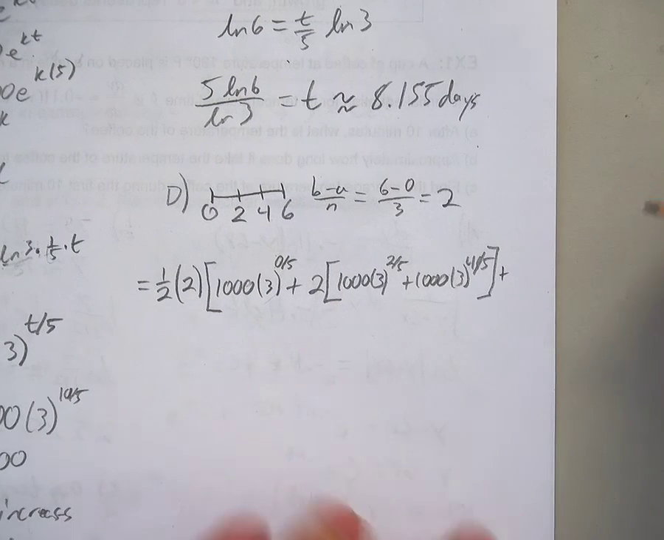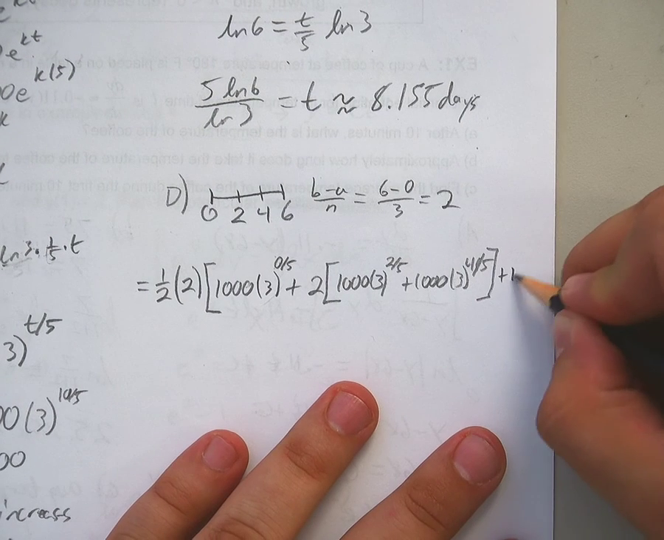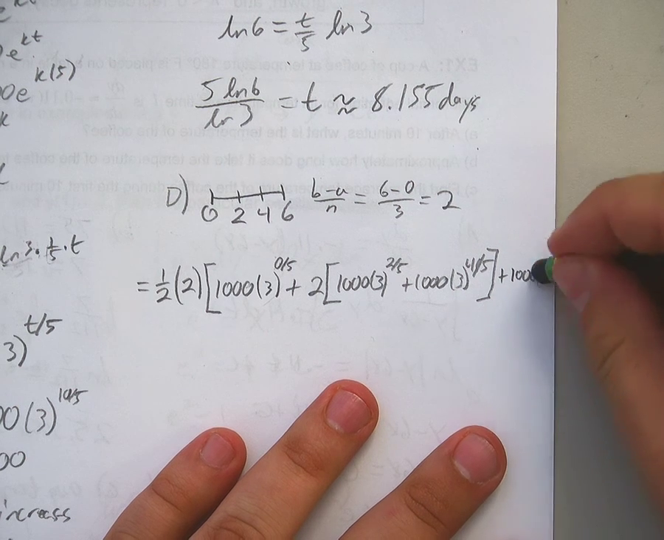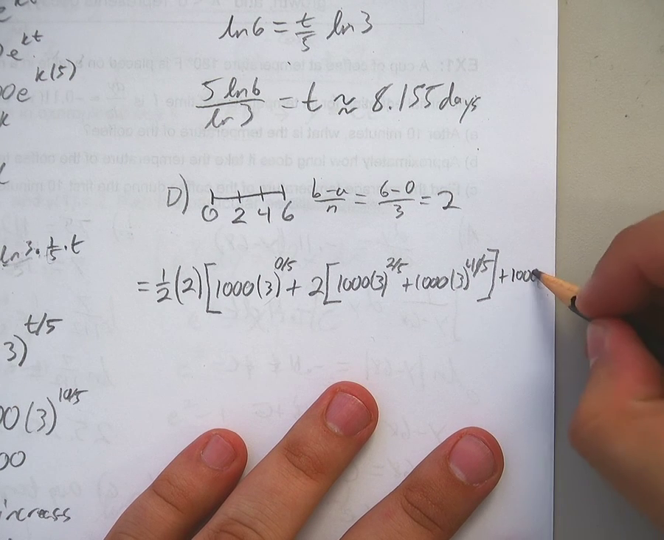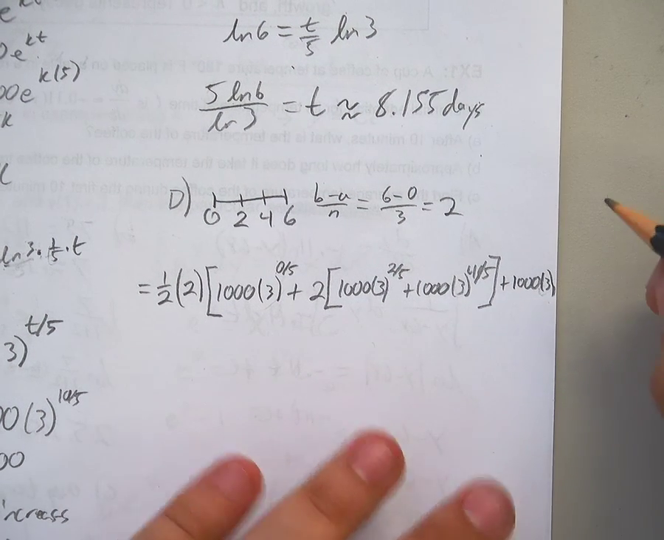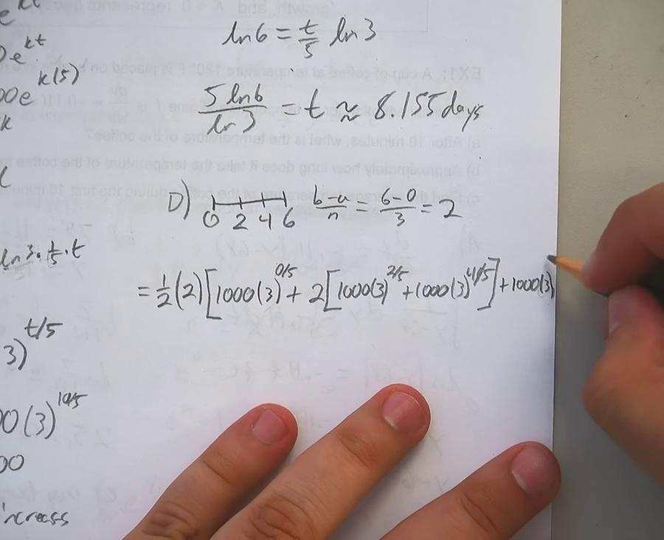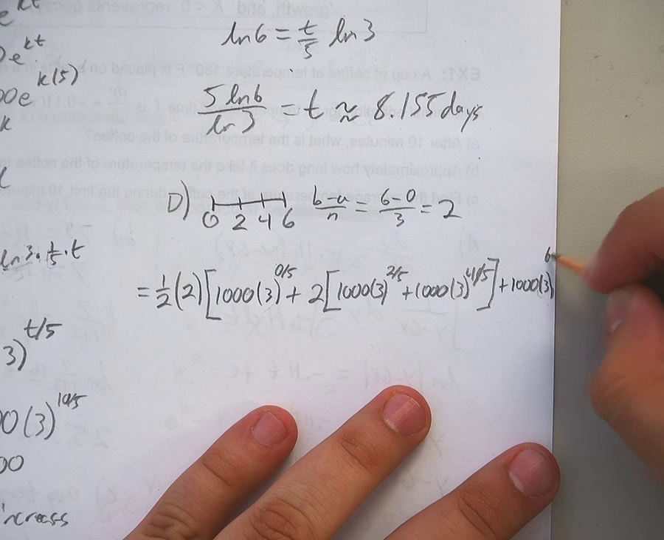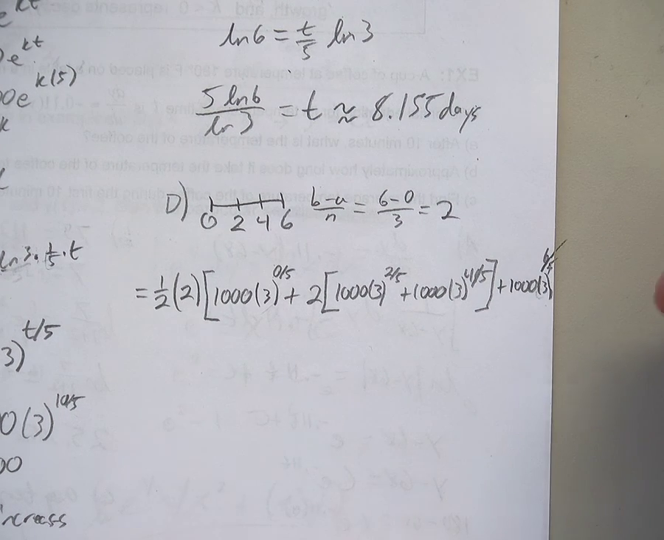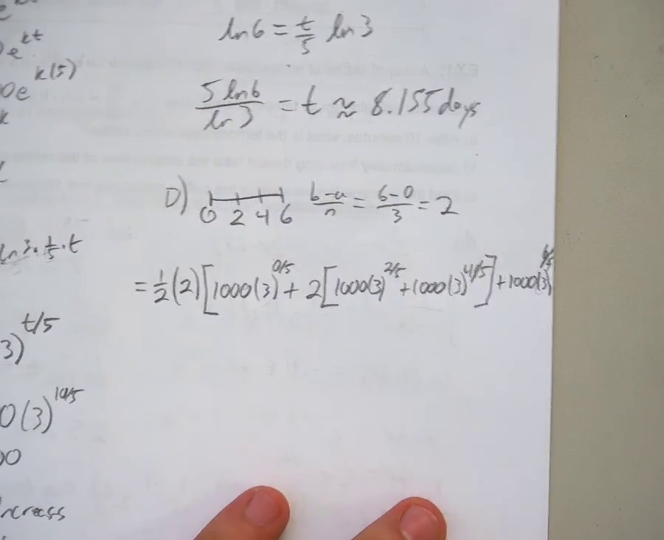plus, am I going to get it in? Will it fit? 1,000 times 3 to the 6 over 5. It's not going to fit. So close. Continuing on the desk. That's okay.